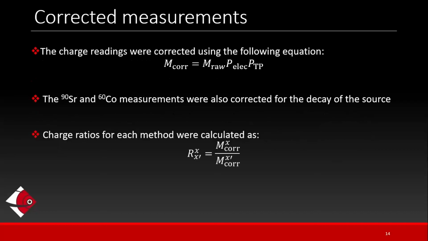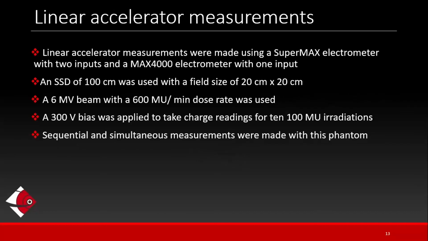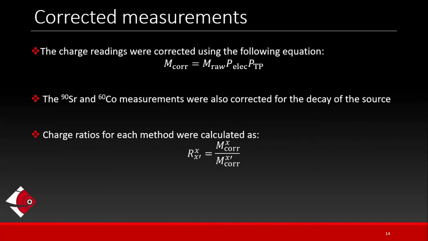Additionally, all 3 chambers were placed within the phantom, and the simultaneous measurements were taken with all chambers plugged into their electrometer inputs. For each measurement, the charge readings were corrected for the electrometer correction as well as the temperature and pressure correction. In addition, the strontium-90 and cobalt-60 measurements were corrected for the decay of the source.